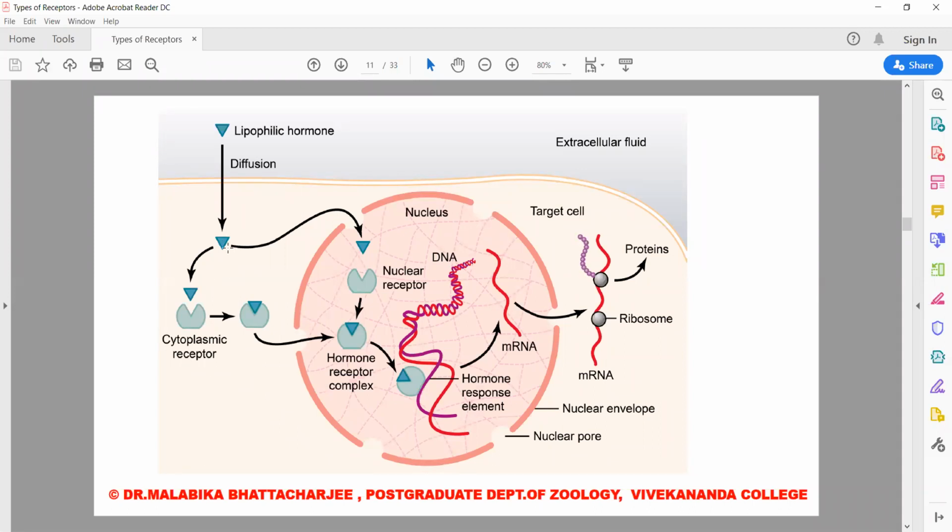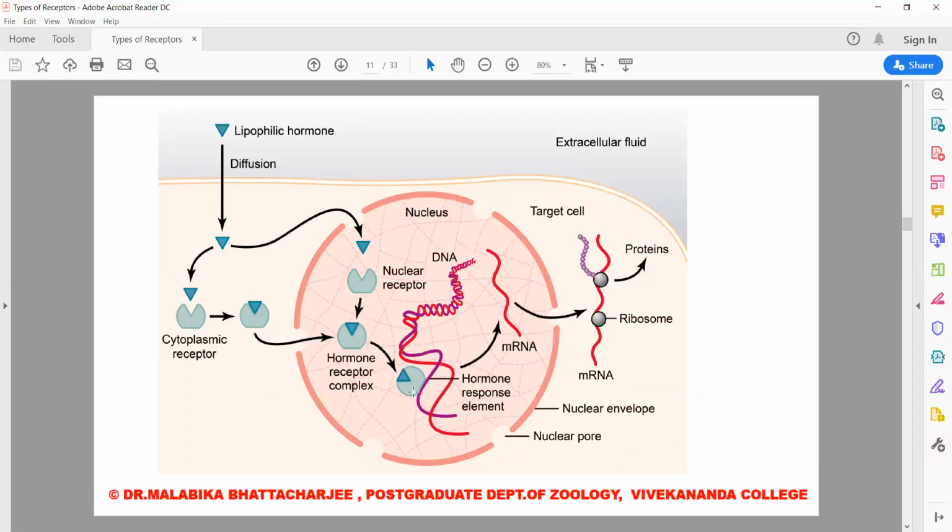You can see the fate. It can bind in the cytoplasm with the cytoplasmic receptor, or it can move directly into the nucleoplasm to bind with the nuclear receptor. Either way, once binding with the receptor, a hormone receptor complex is formed, and the hormone receptor complex can now bind to specific regions of the DNA, which are known as hormone response elements, thereby activating certain genes.